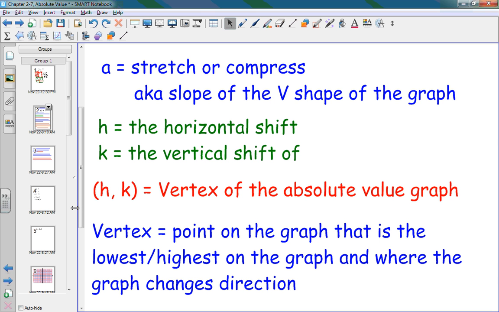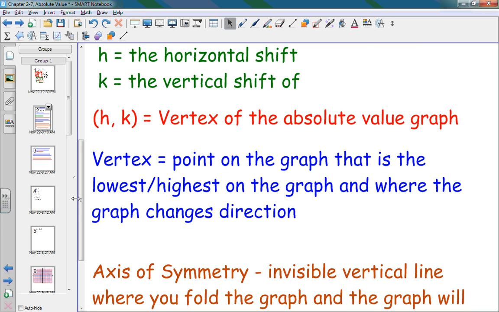Now, what this thing does is it gives us a very unique specific point, and this point is called HK. HK is our vertex. The vertex is basically the point on the graph where it's the lowest or the highest point. And this is where you also change direction. For example, at the bottom of a valley, you have what? A point, and that point is going to be the minimum value.